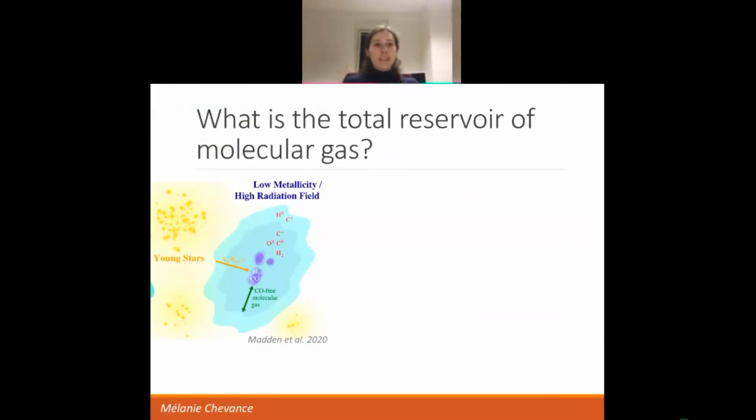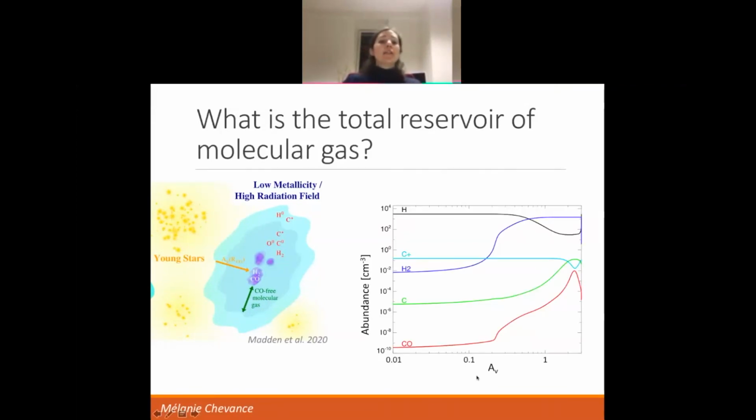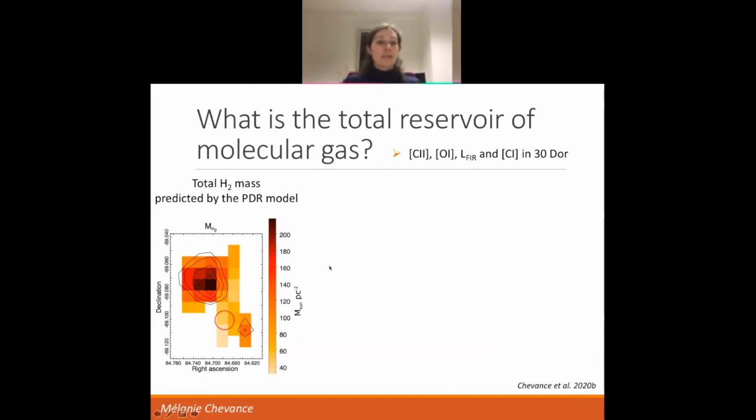But I'd like to finish now with the estimation of the total reservoir of molecular gas. Now that we have constrained all the properties of the gas, we can, from the model, know exactly what the abundance profile looks like for different elements within the cloud. In particular, we can look at where the gas is CO dark, so where we have a lot of H2, but where the abundance of CO is still quite low. And we can measure how much mass there is here from the model. So that's what we've done in 30 Doradus.